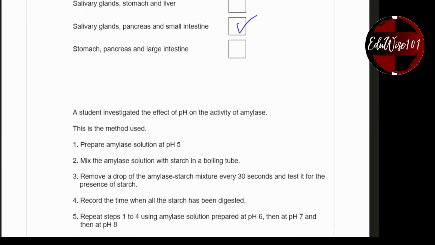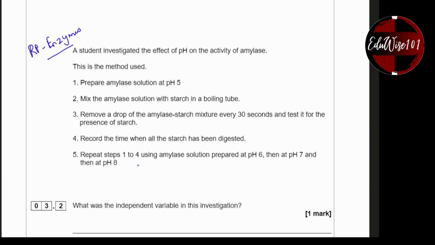A student investigated the effect of pH on the activity of amylase. This actually is referring to a required practical on enzymes. This is the method used. Prepare amylase solution at pH 5. Mix the amylase solution with starch in a boiling tube. Remove a drop of the amylase starch solution every 30 seconds and test it for the presence of starch.